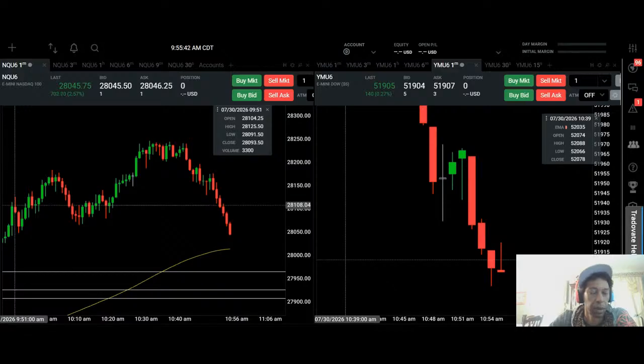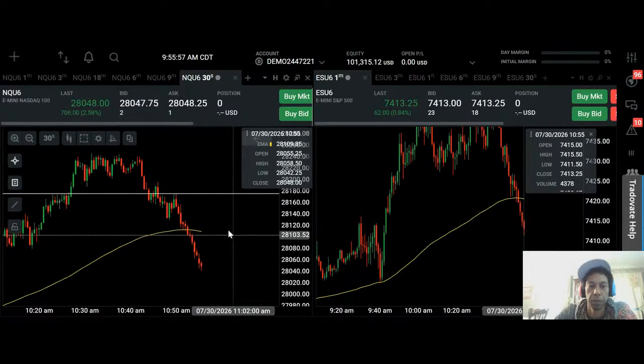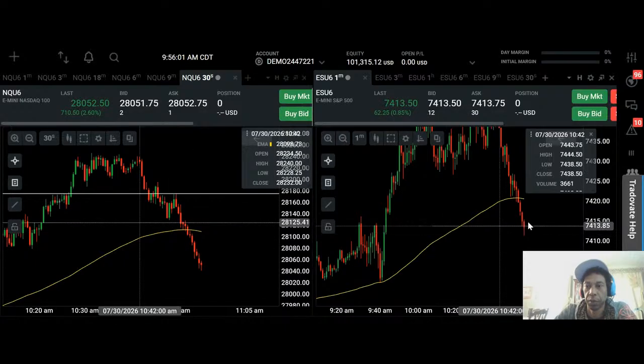Let's see what the 30-second looks like. They blew through it. They blew through it on NQ and ES.